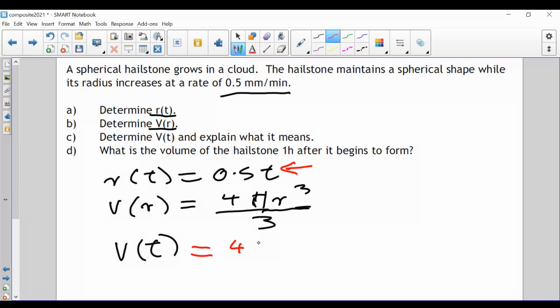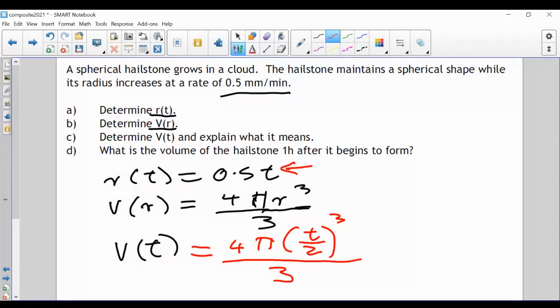So 4 times pi times, I'm going to put it as t over 2, to the power of 3, over 3. No particular reason, but that's what I'm going to do. t over 2 means the same thing as half of a t. 0.5 times something means you're dividing it by 2. So I just chose to put it as a fraction because I think that's going to make it easier for us in a minute. So have I lost anybody here?